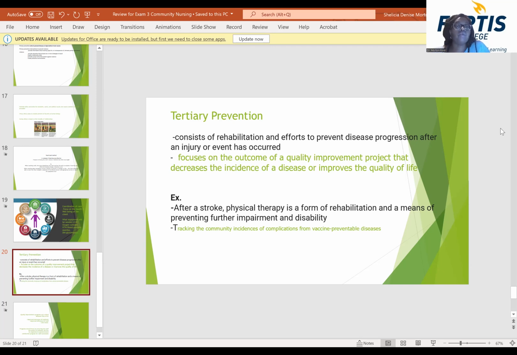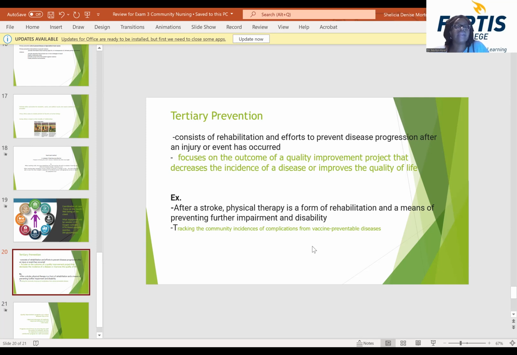Some examples are, after a stroke, that person having physical therapy in the form of rehab. And then sometimes you have to institute these interventions over time. So you may have to track the community incidence of complications from a vaccine preventable disease.